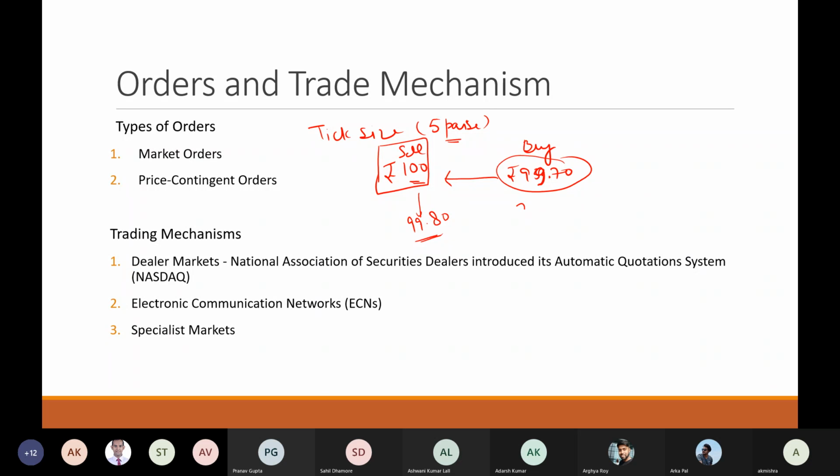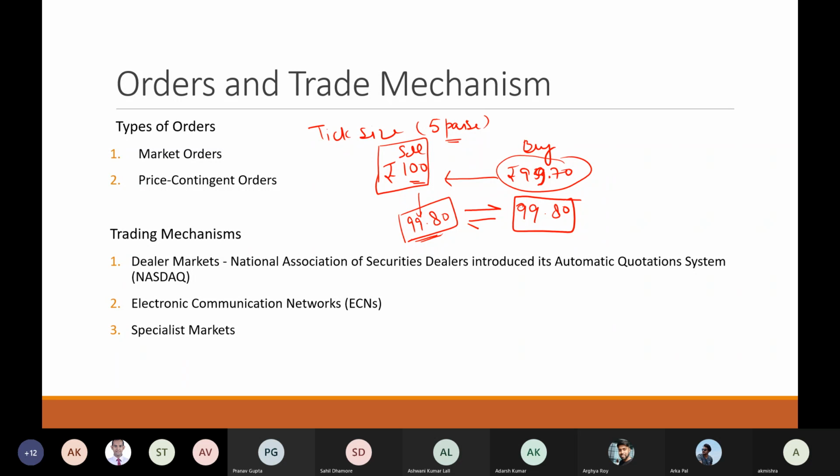You won't be able to execute with each other. So the buyer can also modify. He may think that I need to upgrade my price. Let's say I should make it this. So unless this kind of adjustment happens, buying and selling cannot take place.